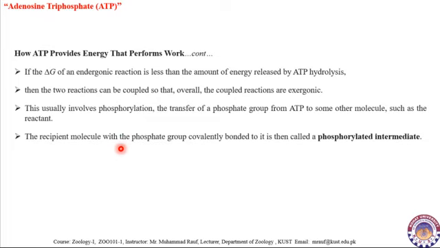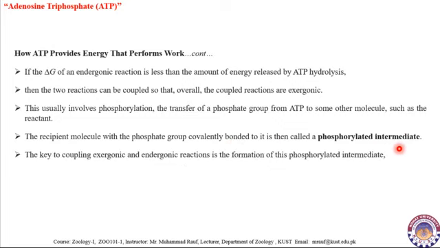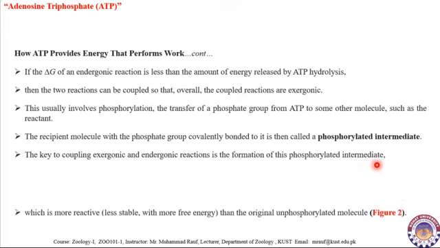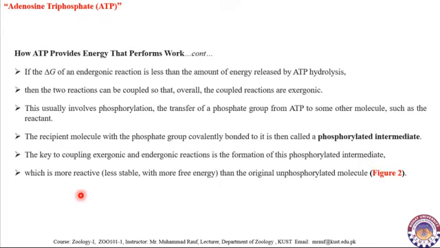The recipient molecule with the phosphate group covalently bonded to it is then called a phosphorylated intermediate. The key to coupling exergonic and endergonic reactions is the formation of this phosphorylated intermediate, which is more reactive, that is, less stable with more free energy than the original unphosphorylated molecule. So now we will study this example in graphical representation form.